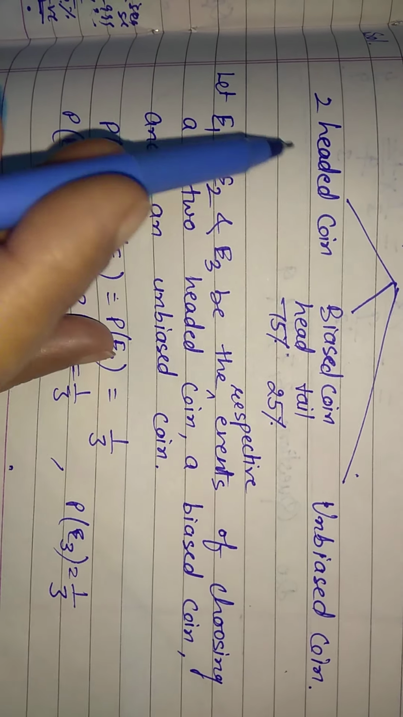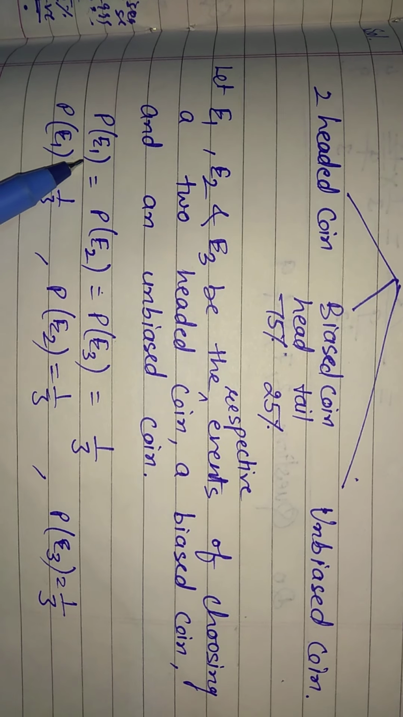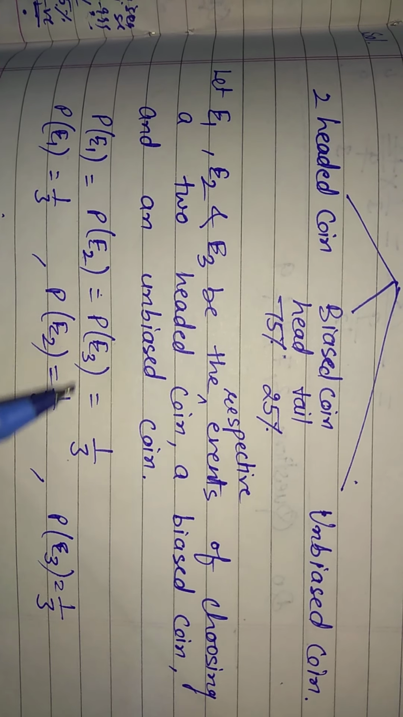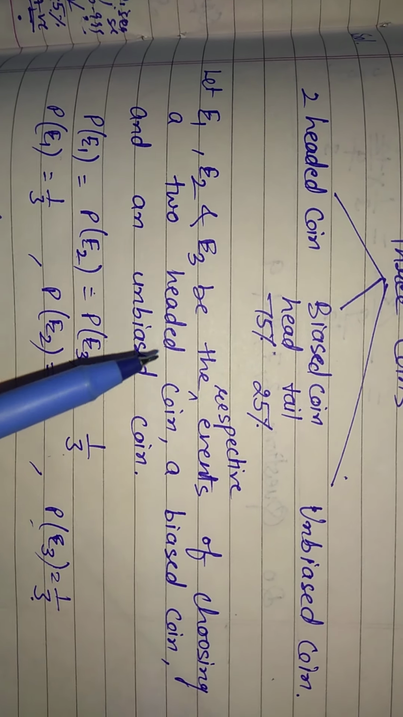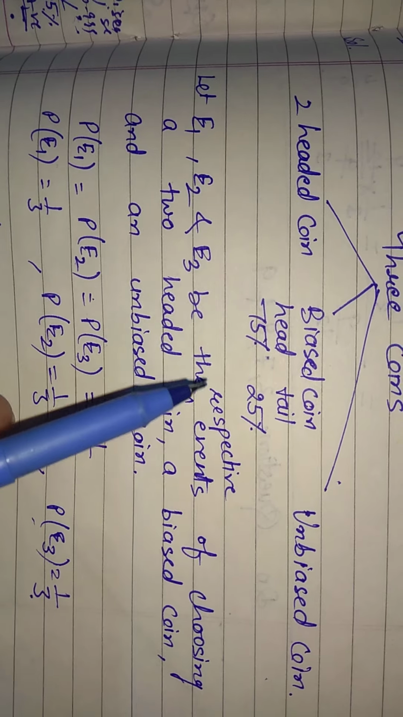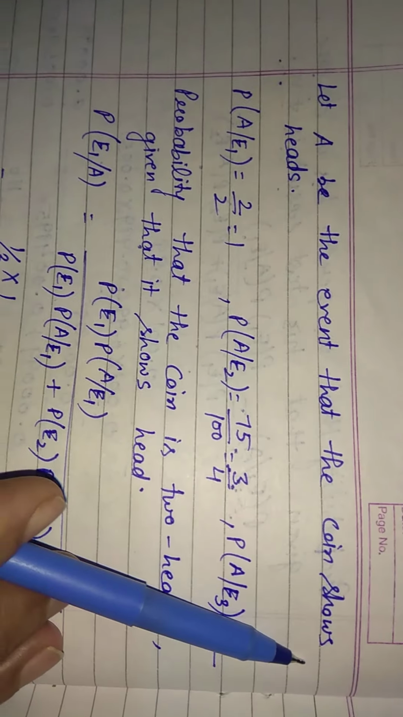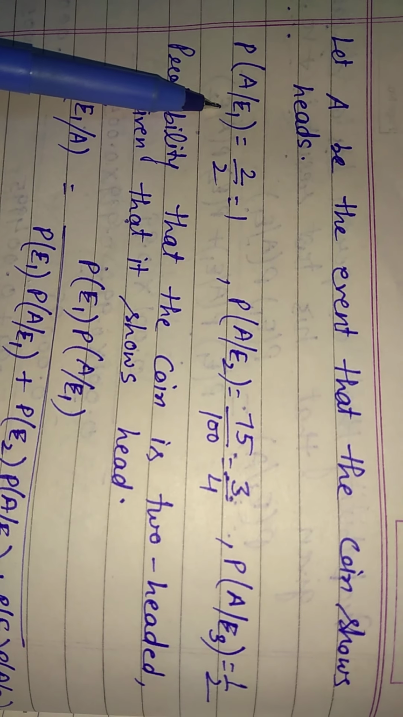Firstly, we will choose the coin. So there are 3 coins. So for first coin, favorable is 1 and total are 3. Then what is P(E1)? 1 upon 3. P(E2) is also 1 by 3. P(E3) is 1 by 3. Now let A be the event that the coin shows heads. Coin shows heads. So P(A|E1).